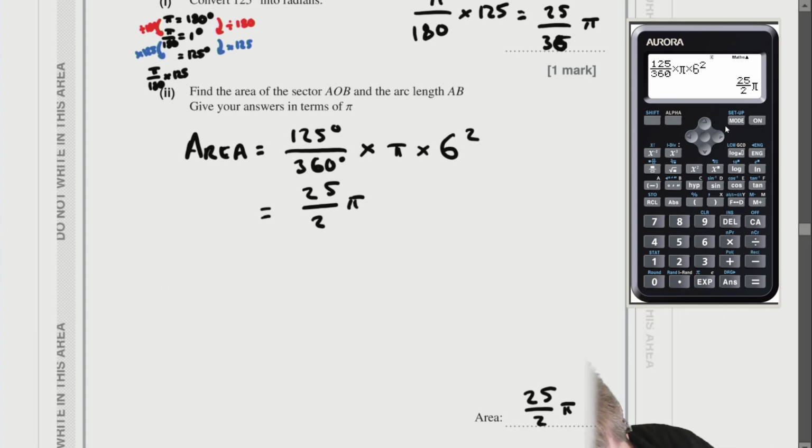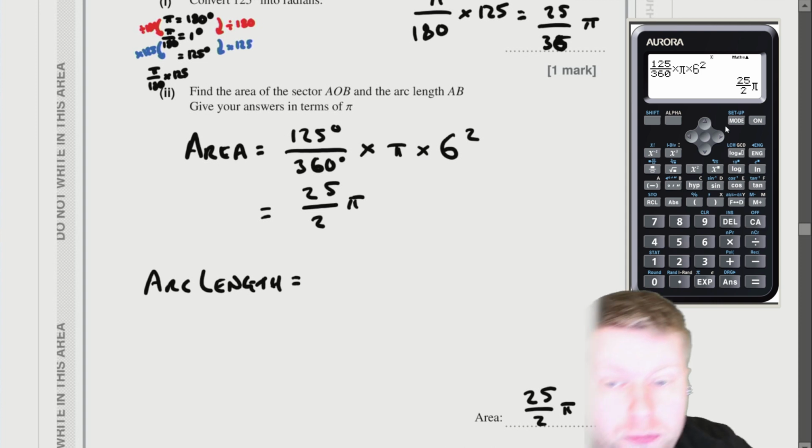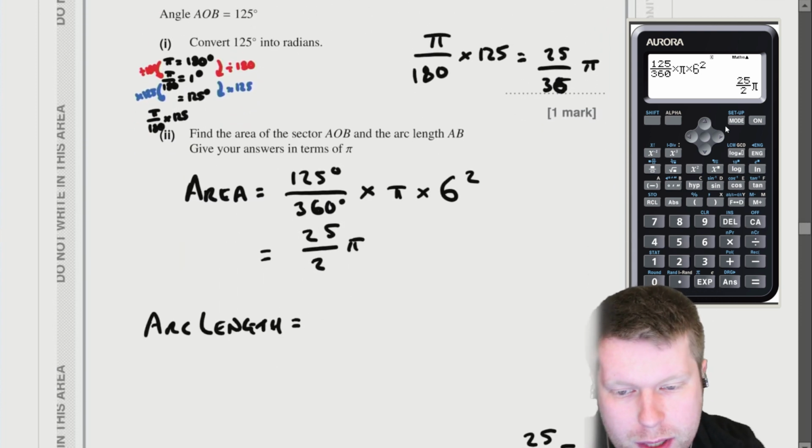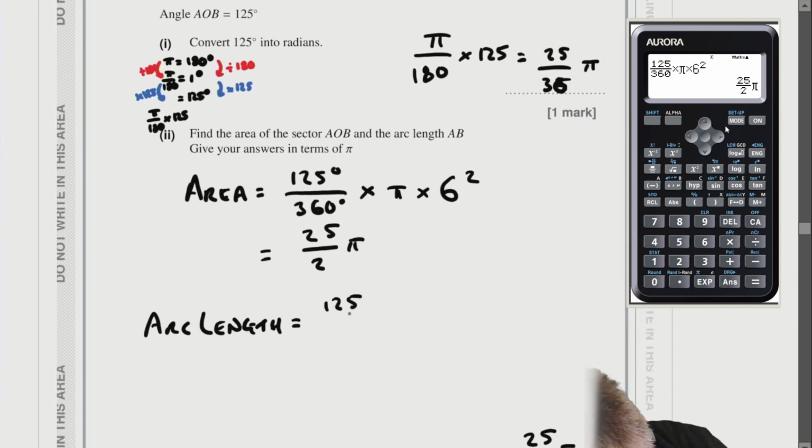Okay, now to find the arc length, it's basically the same principle. You realise the arc length is just a proportion of the circumference. So remember, it's 125 over 360.